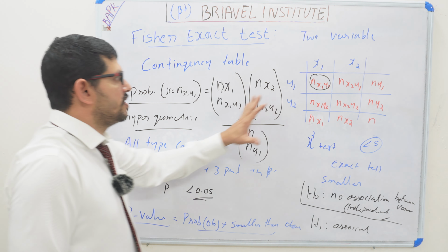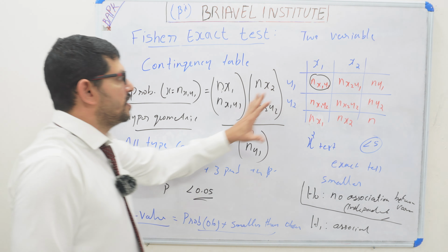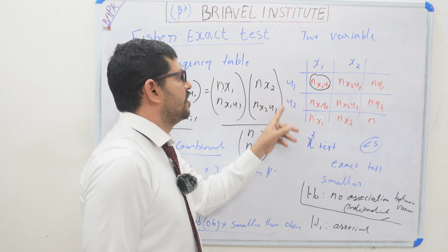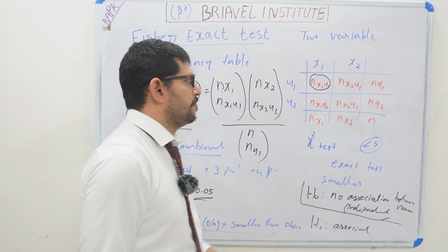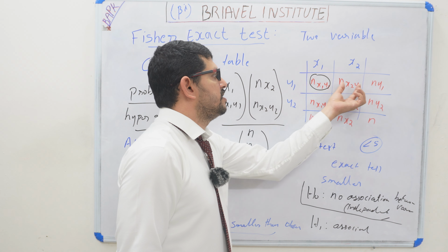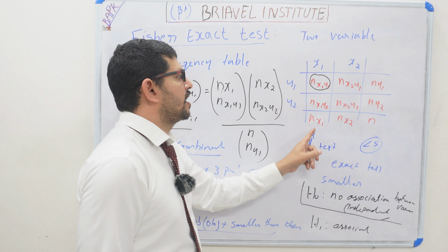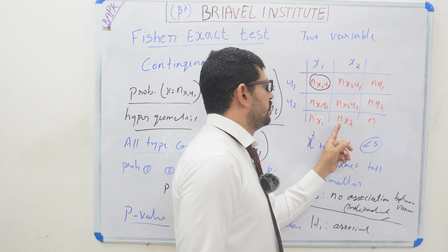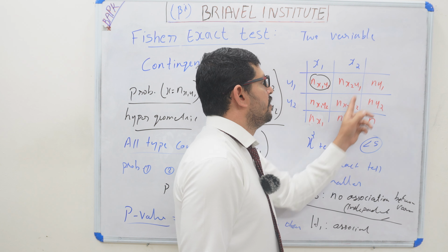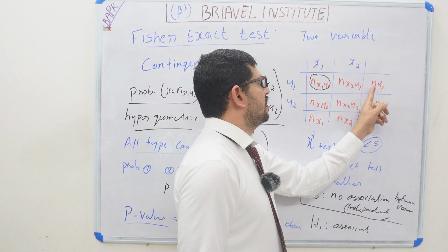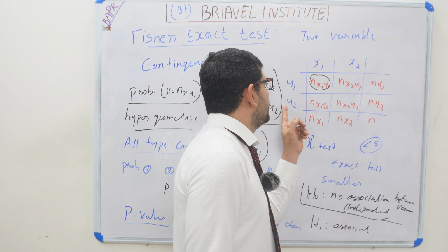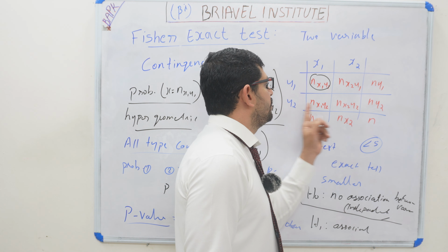The Fisher test has two variables, each with two categories. We distribute the observations like this: y1, y2, s1, s2. This is the total number of observations in the s1 category. Here is the total in the s2 category. Here are the totals in the y1 and y2 categories. Here is the total number of observations. So the table total will be n.